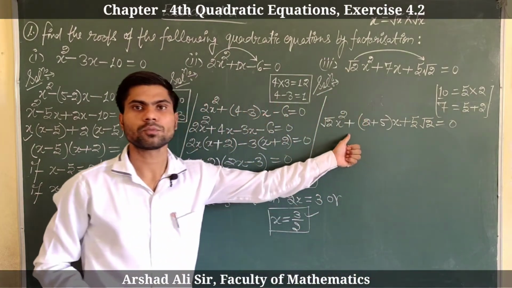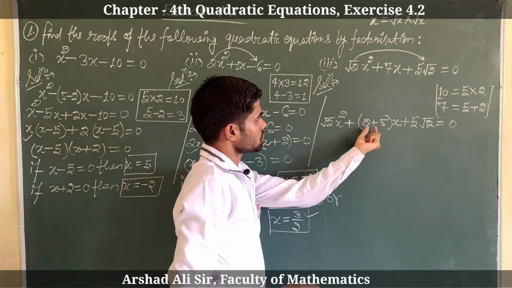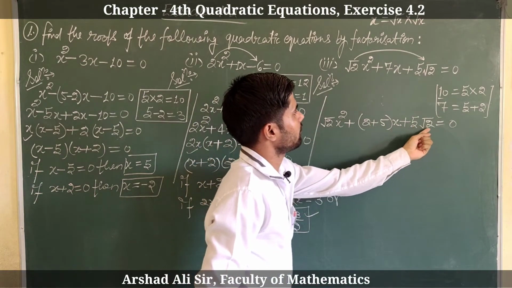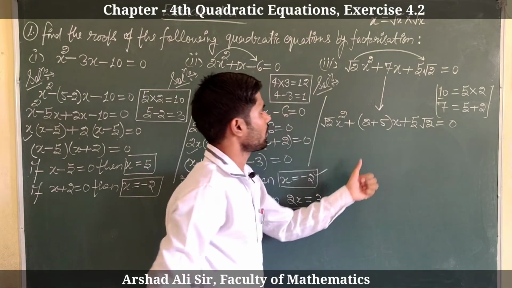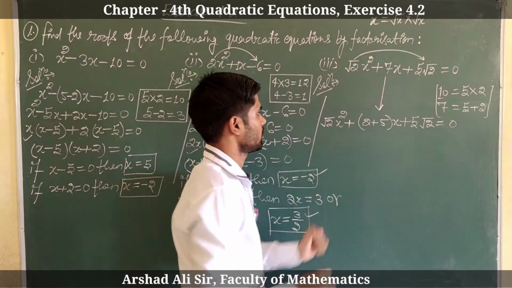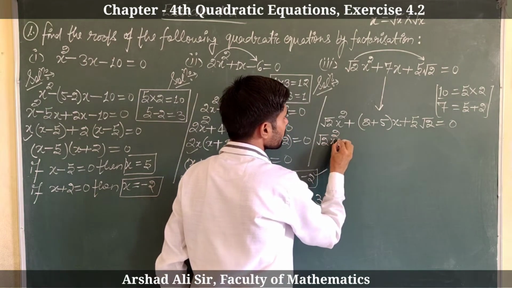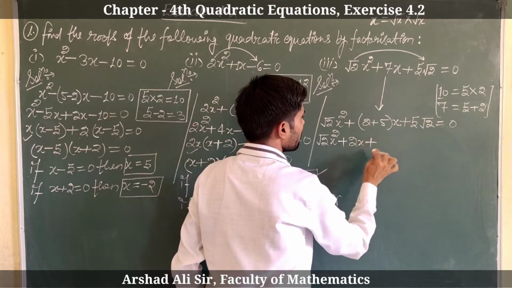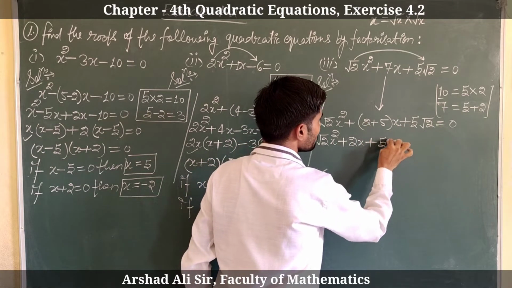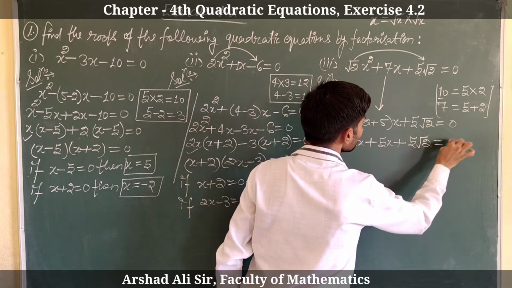I hope you have no problem in this equation. Root 2 x square plus 2 plus 5 into x plus 5 root 2 is equal to 0. In place of 7 we have wrote 2 plus 5. Now root 2 x square plus x multiply 2, this will be 2x, x multiply 5, this will be 5x plus 5 root 2 is equal to 0.